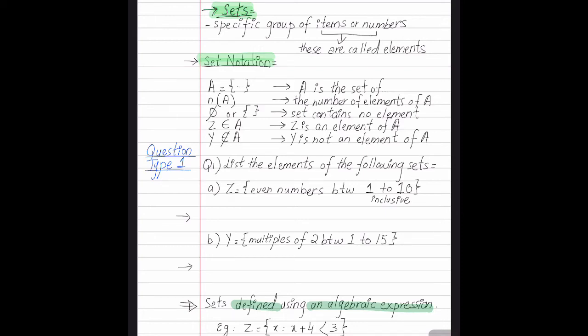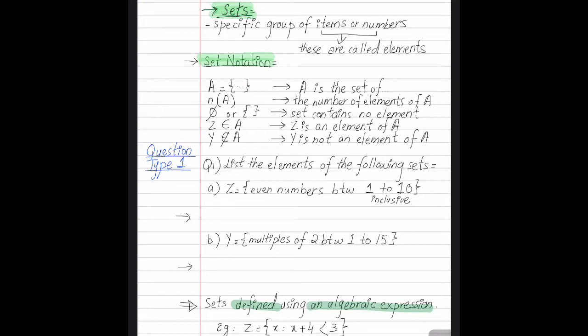So, the topic that we are going to study today is called sets. So, what are sets? Sets are a specific group of items or numbers, and these items are called elements. So, yeah, set notations that we need to learn, and a few of them have been listed down below, and then we'll keep on learning as we go along.